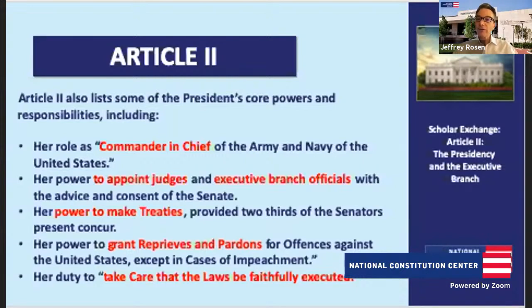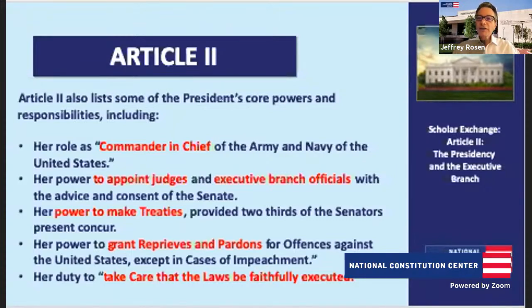That's significant. First of all, the pardons can only be for offenses against the United States. It can't be for a state crime. The president can't issue pardons for state crimes. And pardons cannot extend to cases of impeachment. So the president can't pardon himself or other people who might be impeached by the Congress.